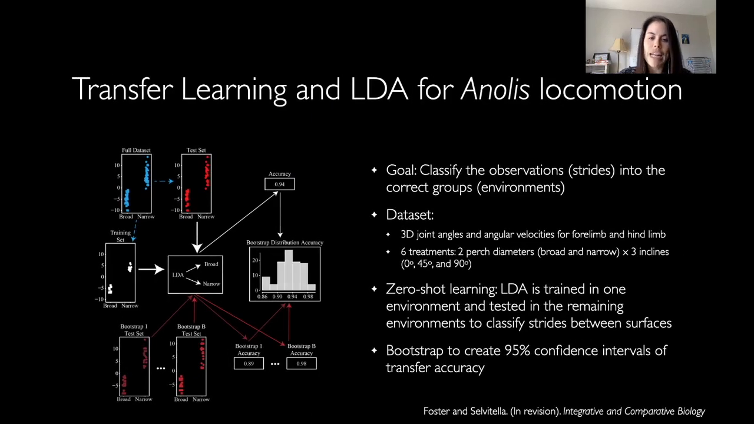We use linear discriminant analysis within a transfer learning framework called zero-shot learning, in which we train the computer to classify strides from the anoles into either the broad or narrow perch diameter environment using data from a single incline, for example, 90 degrees. And then we assess how well that LDA decision boundary does on a test dataset, which consists of the same perches at the remaining two inclines, for example, 0 and 45 degrees. Whatever value we get from this becomes the accuracy of this transfer learning model. And we computed 95% bootstrap confidence intervals to get a non-parametric estimate of the accuracy of our algorithm.